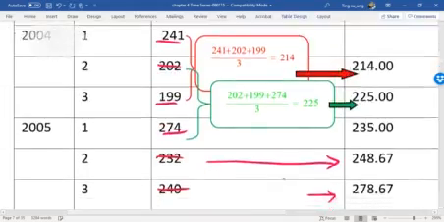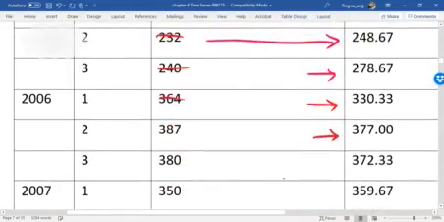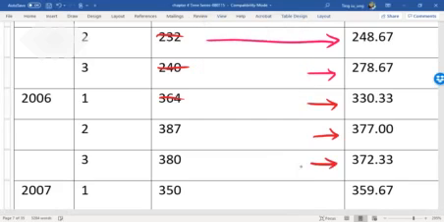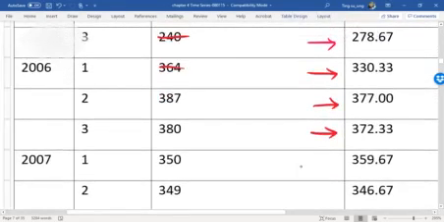Get another 3. So 387 plus 380 plus 350. Then divide by 3. Answer 372.33. So answer right in the middle. So you skip one again.